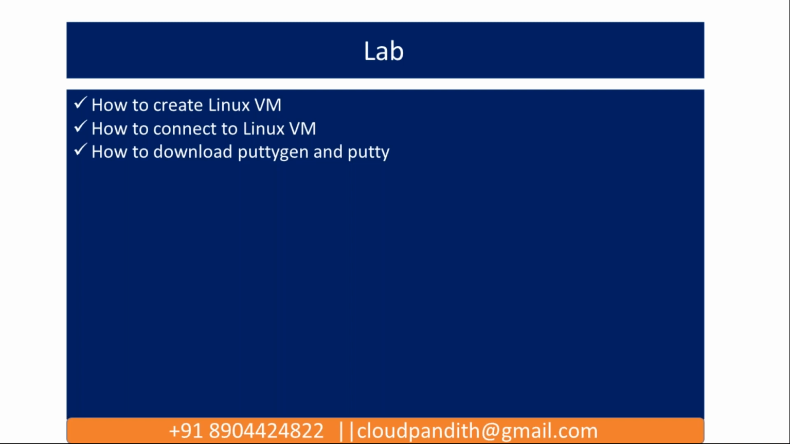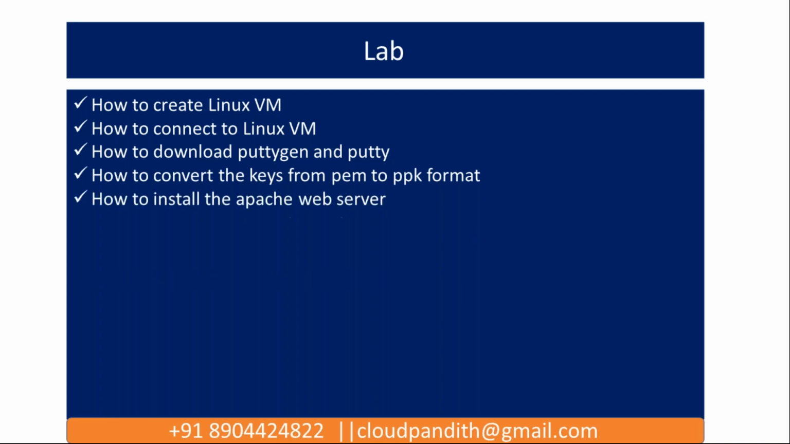Next, once you have a PPK format key, by using this you can connect to the Linux VM by using a tool called PuTTY. In this PuTTY tool, you need to give the PPK formatted key, then the machine IP address or host name, anything. We have already seen that, and we are going to see it once again today. So this part we are going to cover how to convert keys from PEM to PPK format.